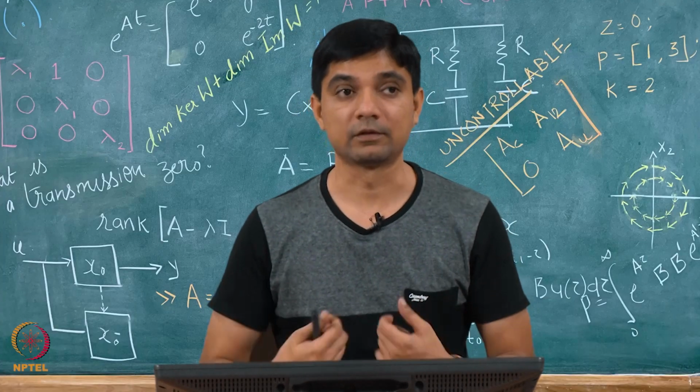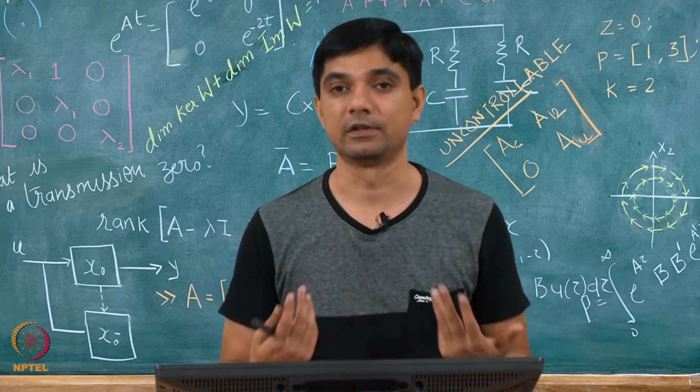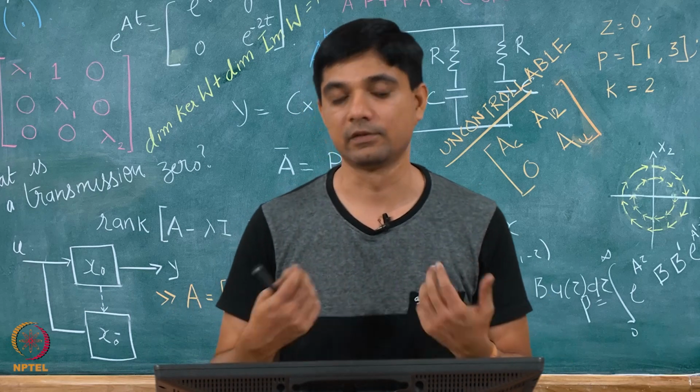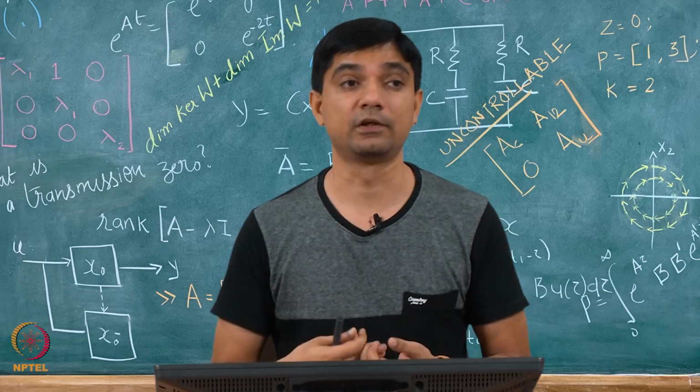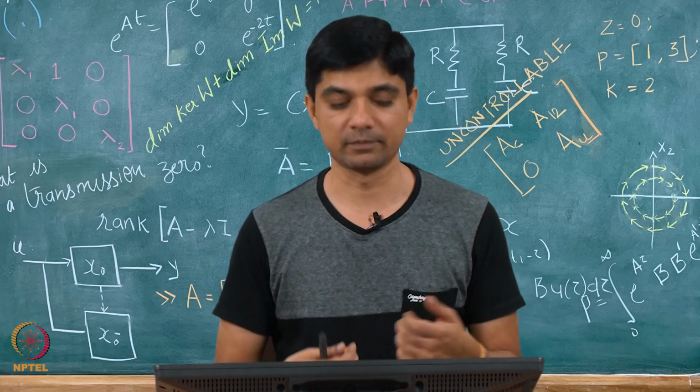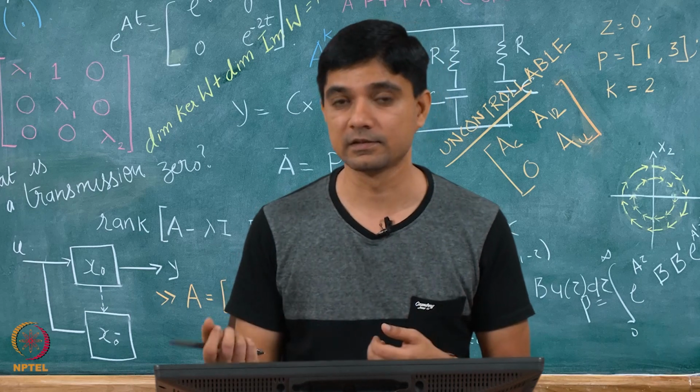Now, why does this actually occur? Why do I even need to design a controller? If I am at the equilibrium, I will always be at the equilibrium. So what could cause the state to move away from the origin? There could be disturbances, there could be external perturbations.